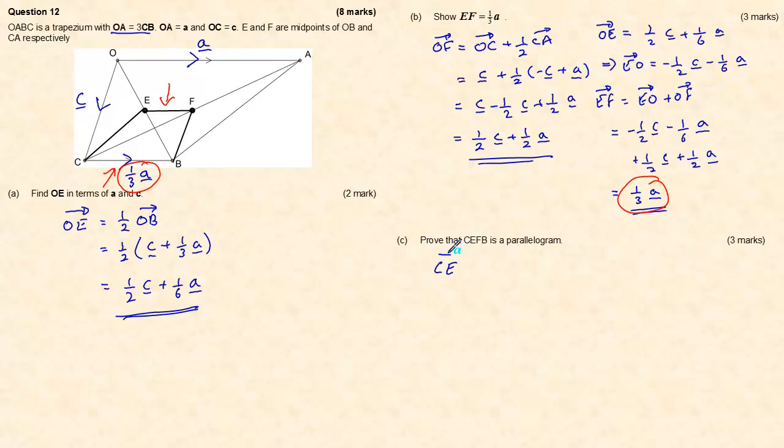So think about going from C to E. We could go from C to O and then O to E. So that would be negative C, add 1/6 of A plus a half of C, giving us 1/6 of A, take away a half C.